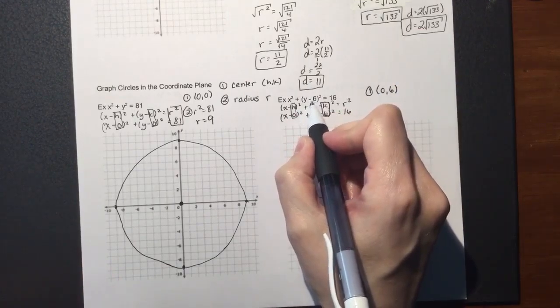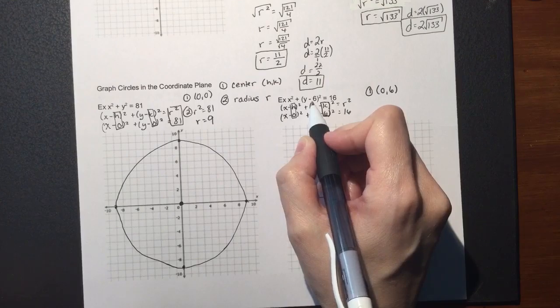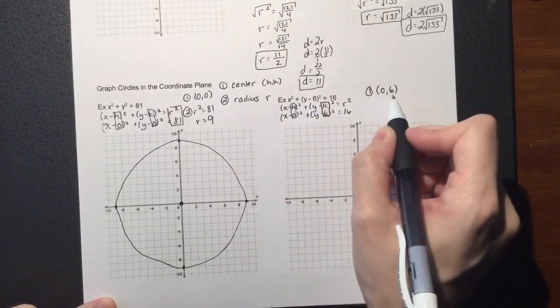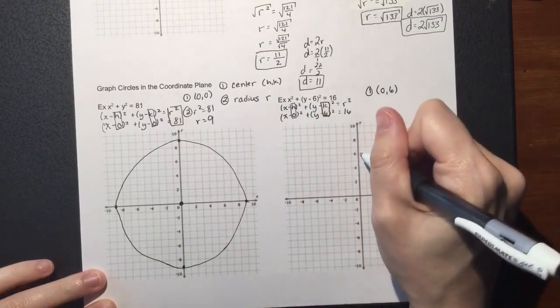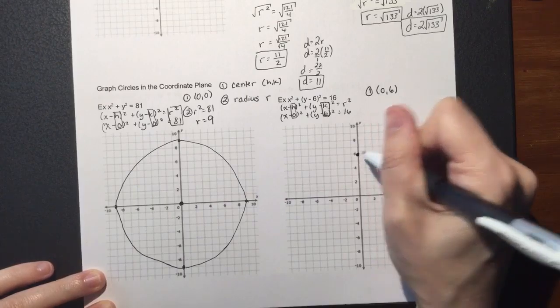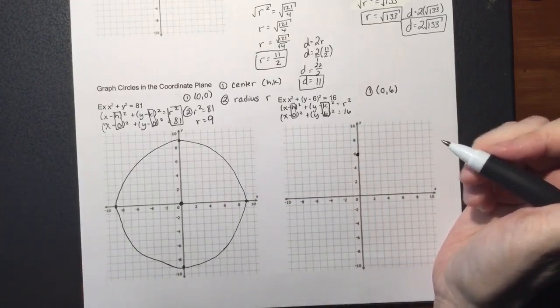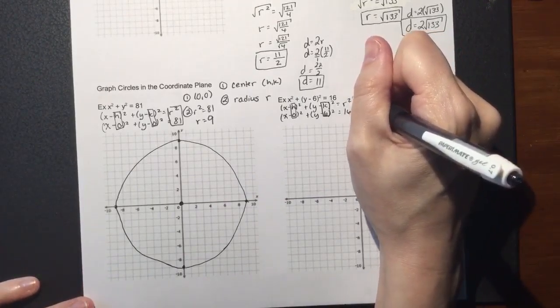So remember, you do the opposite of whatever you see in the parentheses. So we've got a negative 6 here, so our center is going to be at 0, 6 there. And then to be able to know how wide or what the radius of our circle is, we've got to look at that part right there.